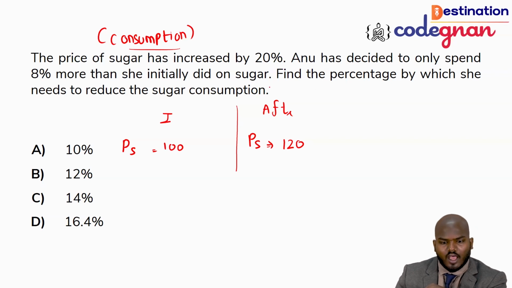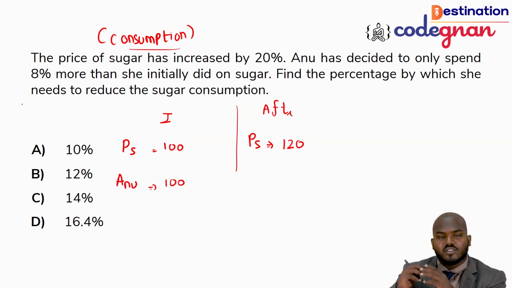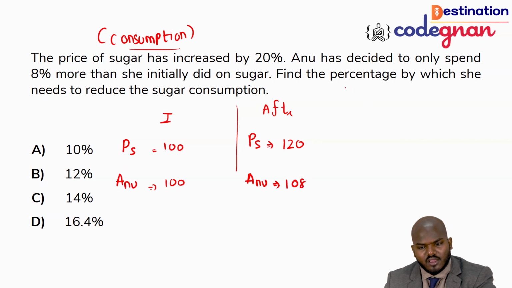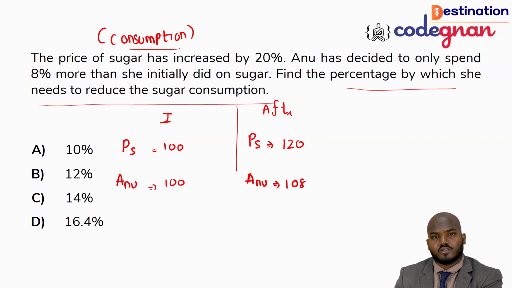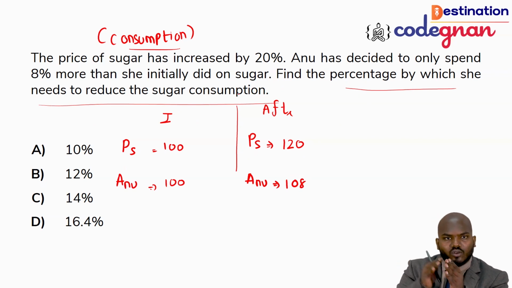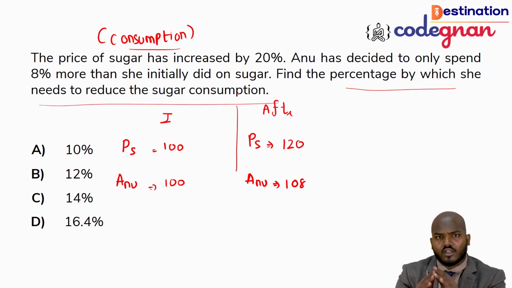Now the amount Anu can spend: initially it was 100 rupees, but she can spend only 8 percent more, that is 108. So find the percentage by which she needs to reduce the sugar consumption. They are asking how much percentage of the sugar consumption she needs to reduce so that she can balance it with 108 rupees. She can't spend more than 108 rupees, but she needs to consume the sugar within the particular percentage of the money she has.